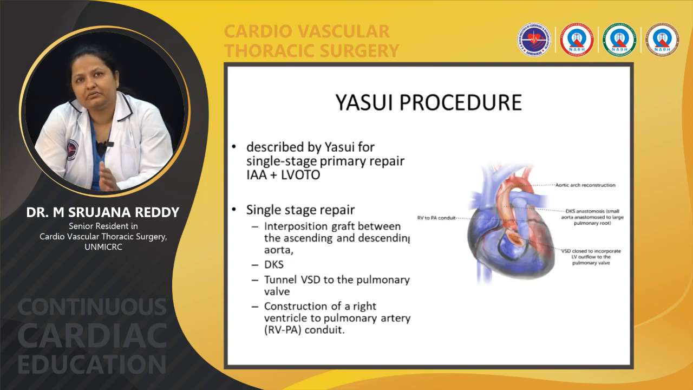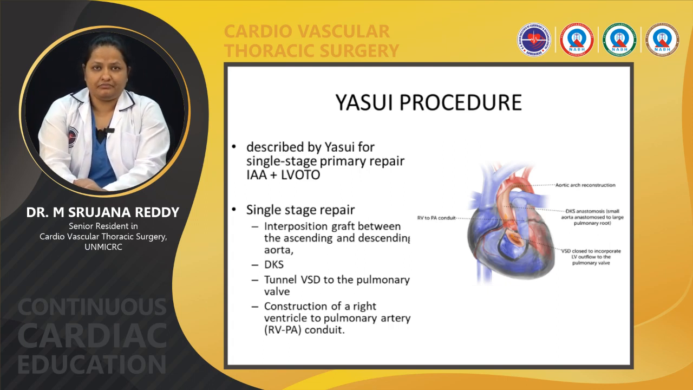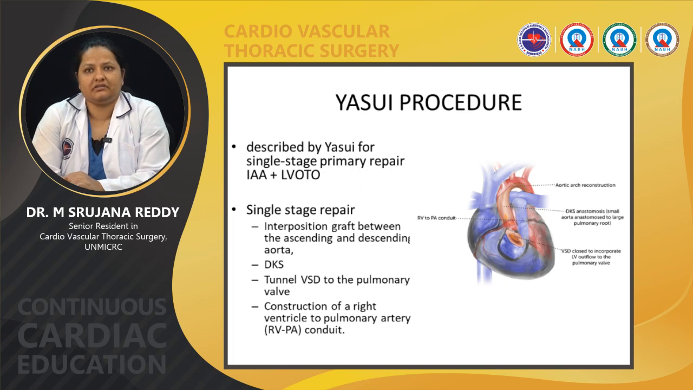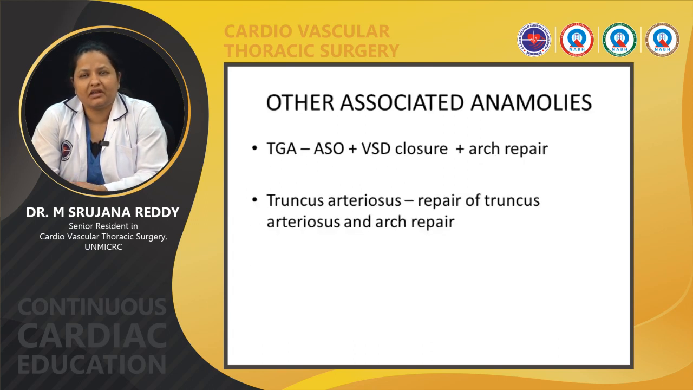Yasui's procedure was described by Yasui for single stage primary repair of the interrupted aortic arch with VSDs and left ventricular outflow tract obstructions. In this single stage repair, he used an interposition graft between the ascending and the descending aorta, and he performed DKS anastomosis, tunneled the VSD to the pulmonary valve and performed a Rastelli, placing a conduit between RV and PA. There can be other associated anomalies as we have already discussed.